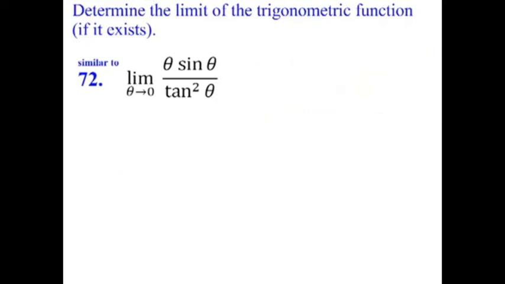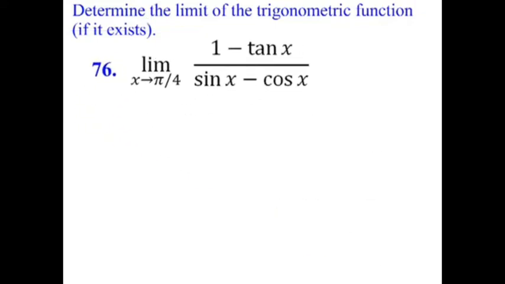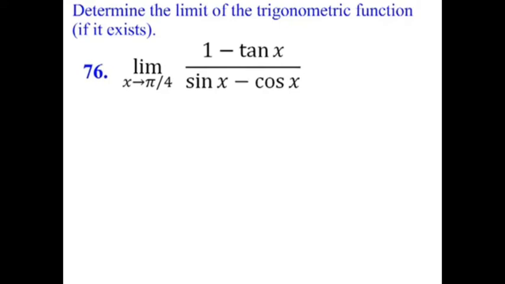Now let us proceed further towards the next question. In the next question I have limit x tends to pi by 4 of 1 minus tan x divided by sin x minus cos x. So first, what should be done here? Let us see.